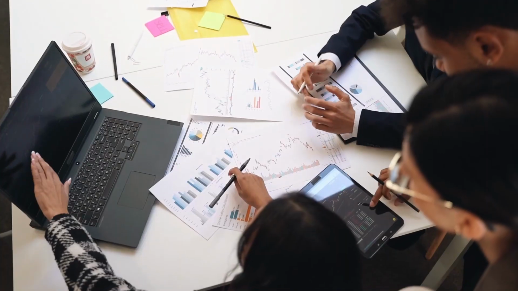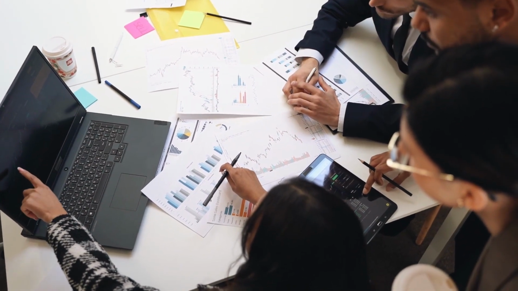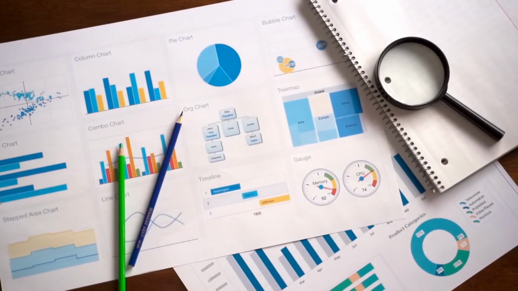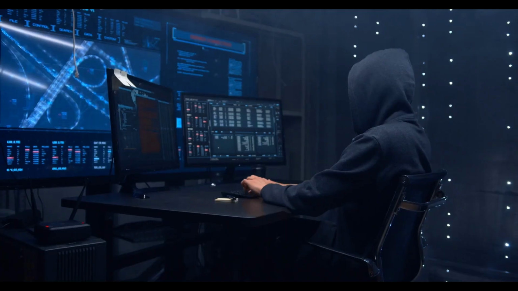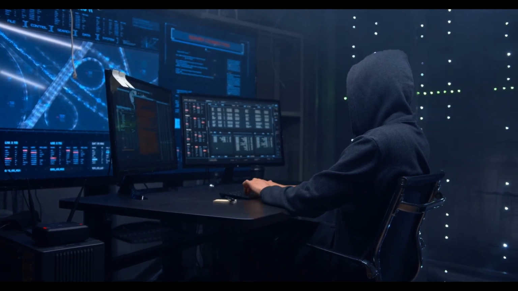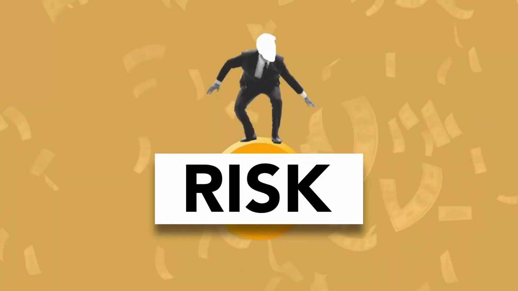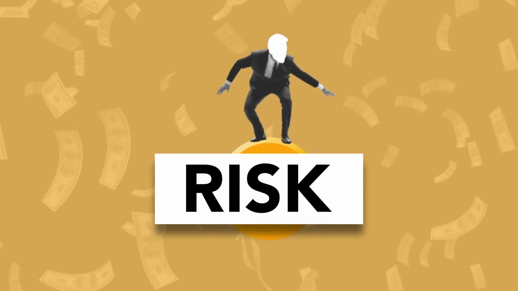So, how to choose the right platform. Now that we've discussed the different types of online investment platforms available, how do you choose the right one for you? The first step is to determine your investment goals. Are you looking for long-term growth or short-term gains? How much risk are you willing to take on?